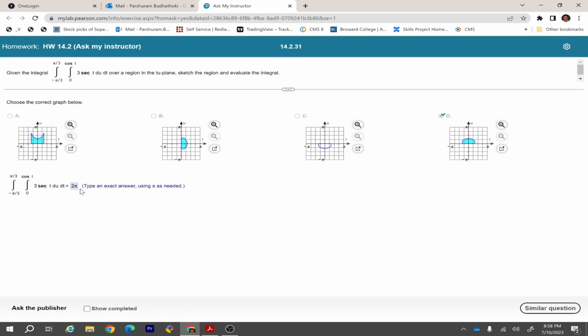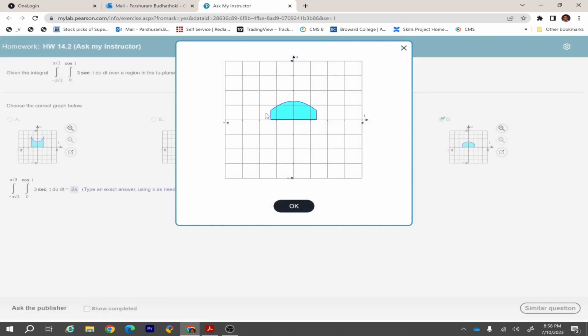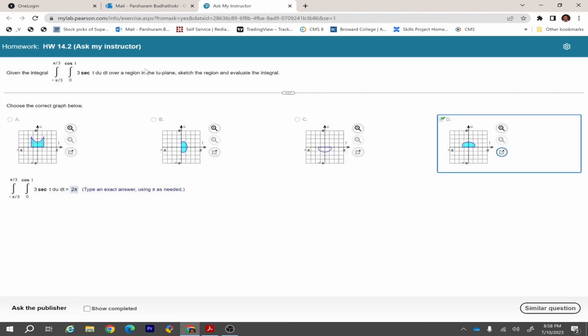The answer is already here, 2 pi. I'm going to show you how you can calculate this. So this is negative pi over 3 to positive pi over 3, and this is the graph for cosine t, and that's coming from this range for u and then t. How do you calculate this?